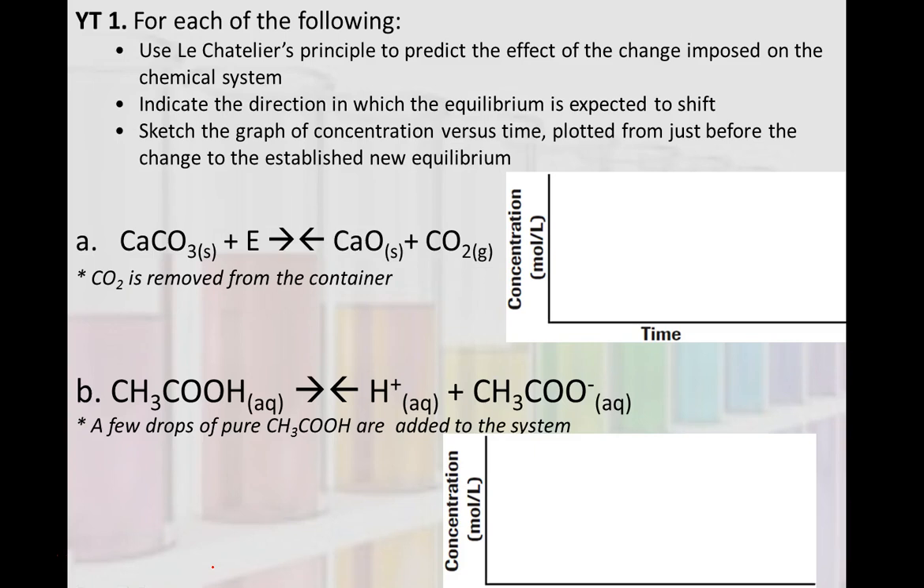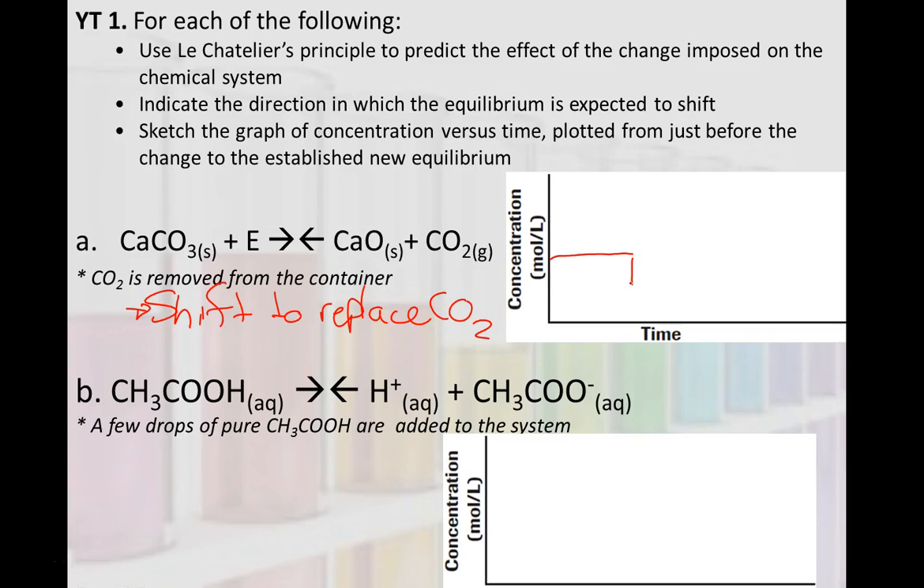Okay, so if I take this system where calcium carbonate solid, I already have energy in there, is producing calcium oxide and carbon dioxide. This system, we're assuming, is at equilibrium. The change they're going to do is they're going to remove carbon dioxide from the container. So what do you think will happen? They'll shift to replace the CO2. Right, so I'll have a shift to replace CO2, so that would be a shift towards the product side. In terms of the graph, if I'm looking at what happened just to the carbon dioxide, it would be at constant equilibrium, and then it would decrease.